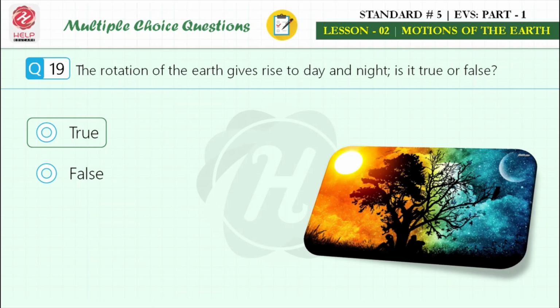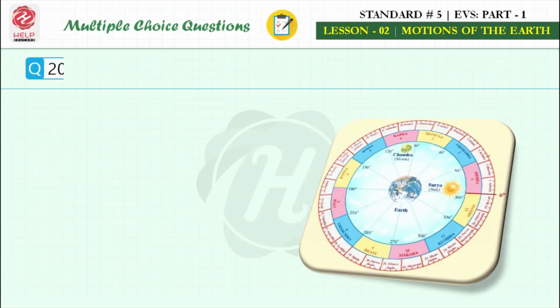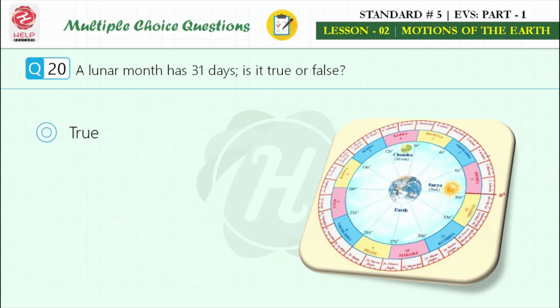Correct answer is true. Question number 20. A lunar month has 31 days. Is it true or false? First option, true. Second option, false.